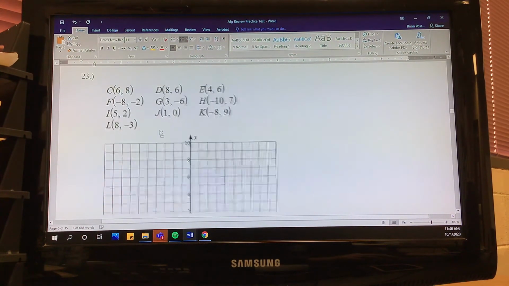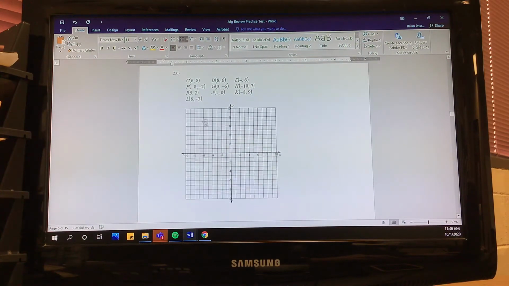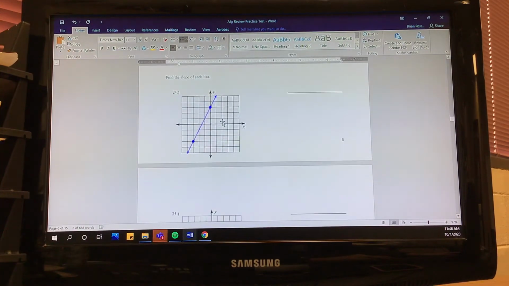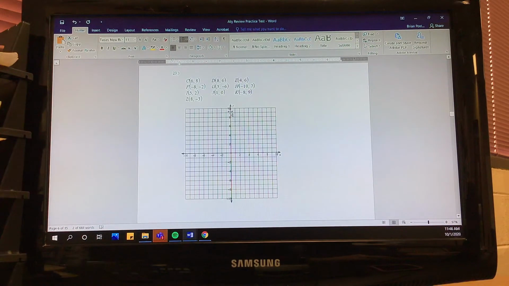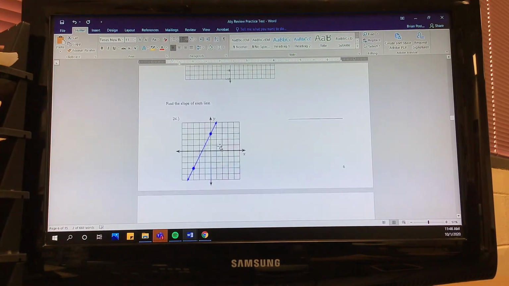Okay, graphing points. We should know how to graph points. We've done this before. Make sure that you're putting the points on here and you're labeling them by their letter, C, D, E, F, whatever it is. Also, for this one there's not really a way to show your work, so just plot the points and check your answers with the back. Next one, find the slope of each line.